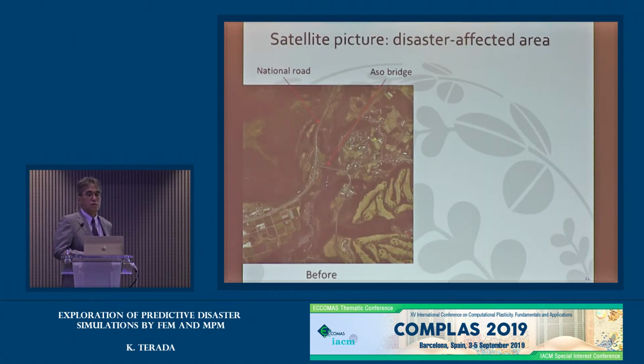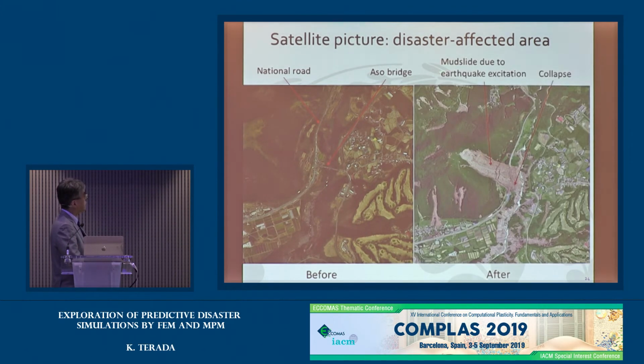Okay. So this is a satellite picture of the disaster-affected area by the Kumamoto earthquake. Before the earthquake, here is a national road along here. This is a mountain. Here's the Aso Bridge over the steep and deep valley here. This is a picture after the earthquake. As you can see, we had a mudslide due to the excitation of the earthquake. Here, the Aso Bridge collapsed.